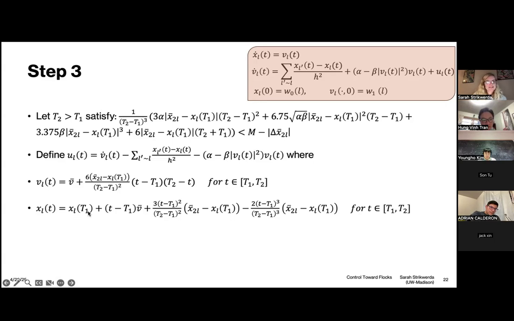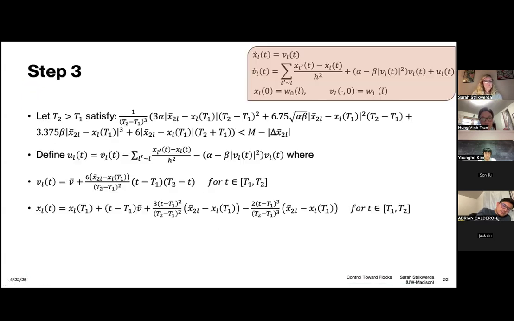And then our XL of t is going to be, again, this XL of t1, so where we started, and then these other terms where we notice that if we differentiate XL of t, we get VL of t. And then we also notice that if I plug in t2, then I actually am going to get this XL of t1, but then I'll end up subtracting XL of t1 and I'll get this X bar of 2L, and then I'll also have t2 minus t1 times V bar as well.